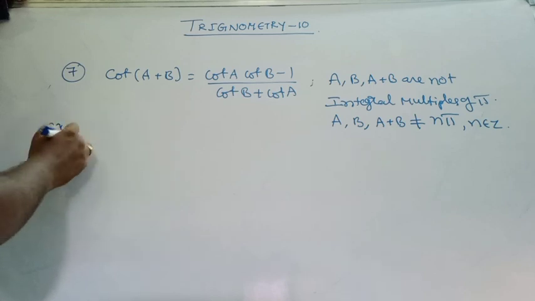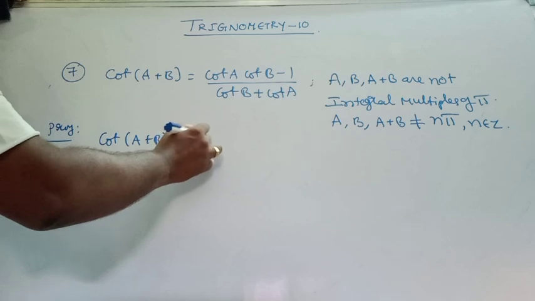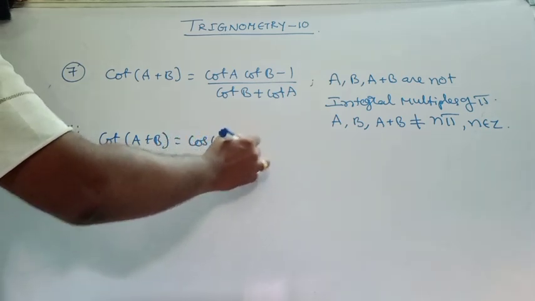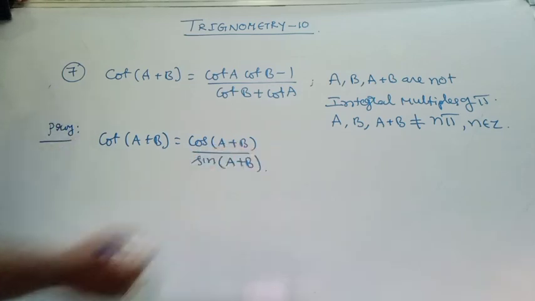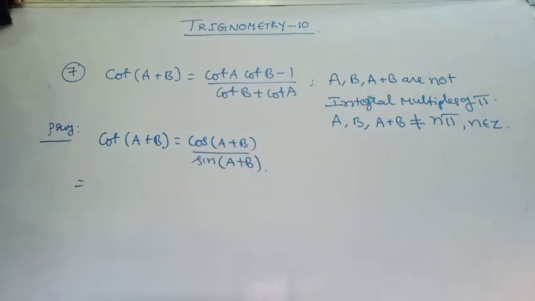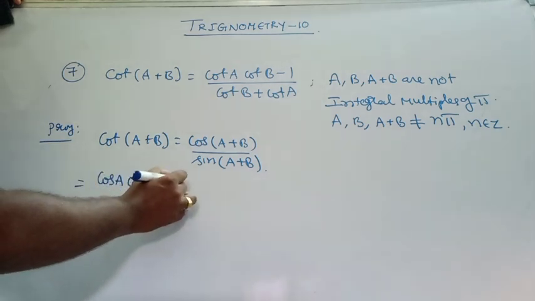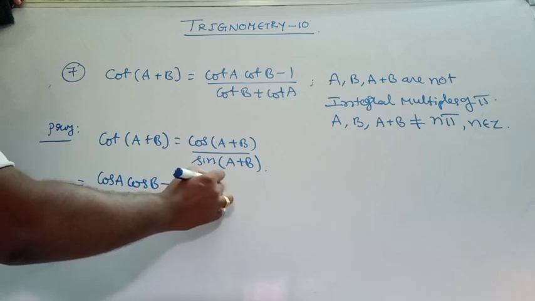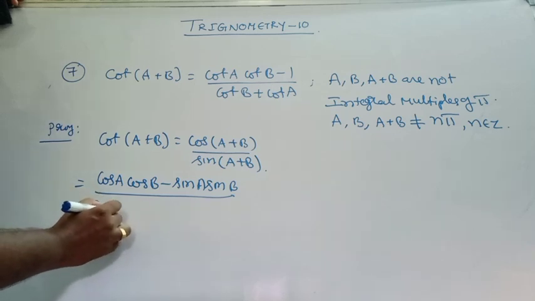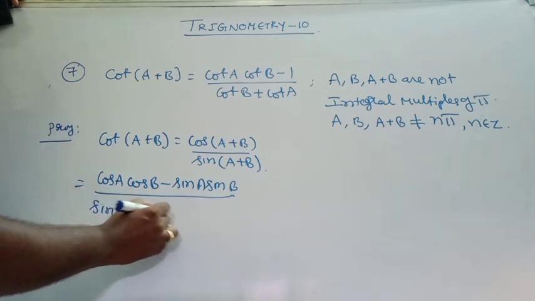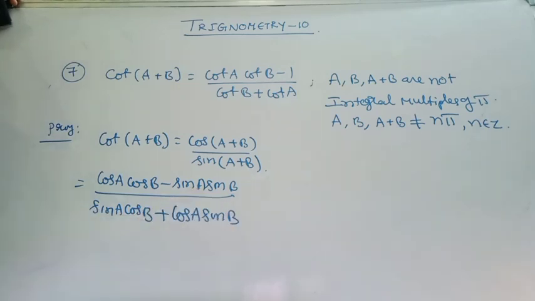Like in tan(A plus B), here you write cot(A plus B) as cos(A plus B) by sin(A plus B). And this is equal to cos A cos B minus sin A sin B, which we already proved, divided by sin(A plus B), which is sin A cos B plus cos A sin B. Fine.